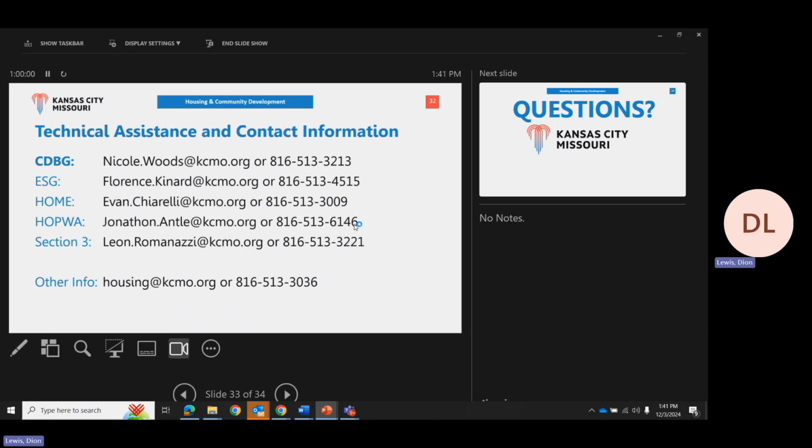Last but not least, technical assistance and contact information. Your point of contact is going to be Nicole Woods for this, so that is her email address. Again, you can call her and leave a message, but make sure you email her. If you have any other questions that may not pertain to CDBG, with another program, those are the points of contact. Or if you have some generalized questions, you can also email our housing department email.